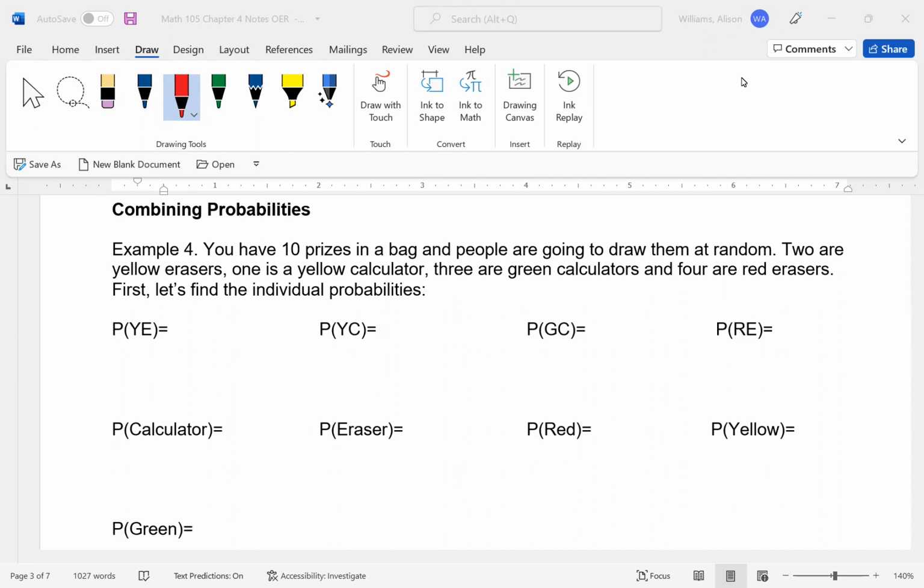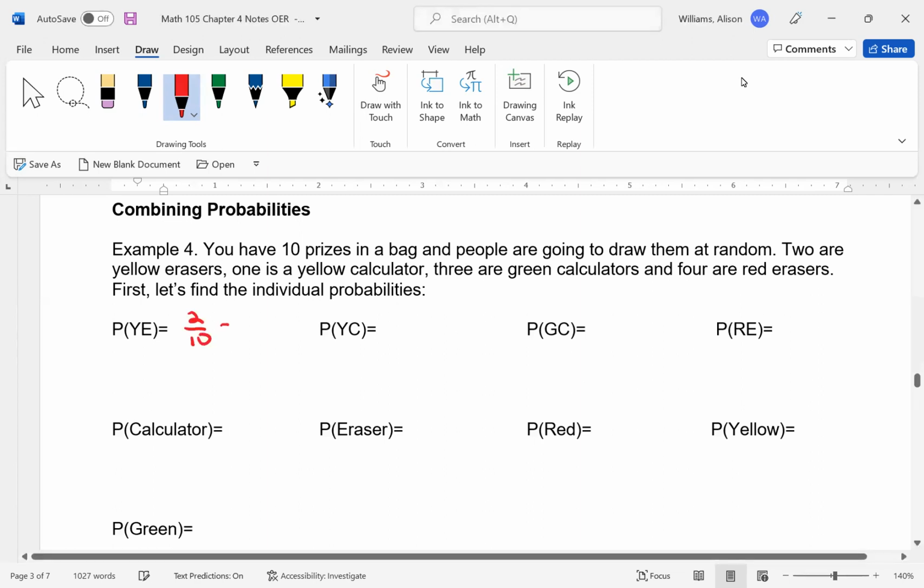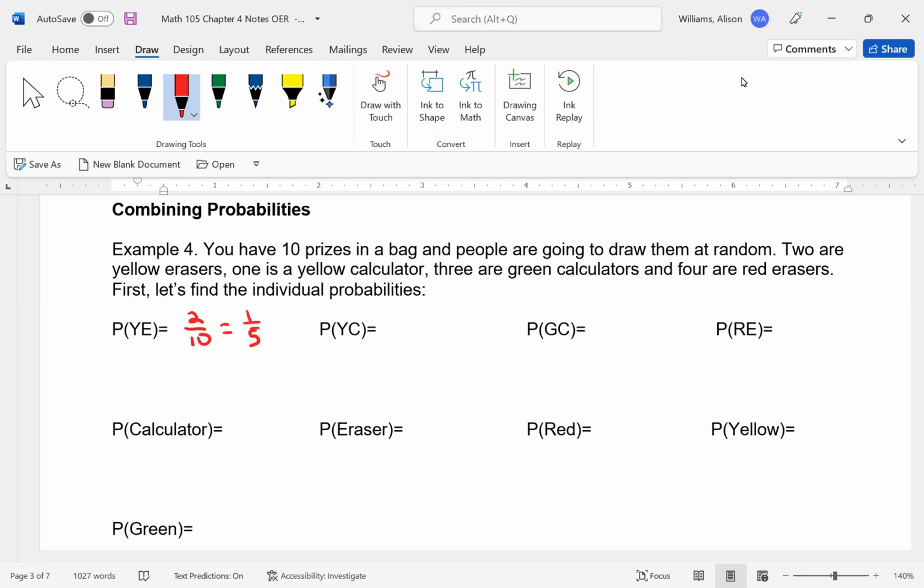Here's what's in the bag: 2 yellow erasers, 3 green calculators, 1 yellow calculator, and 4 red erasers. So for YE, that's referring to yellow erasers, and that means there would be 2 out of 10, which we could reduce by 2 to get 1/5. Then yellow calculators, there's only 1 out of 10. Green calculator has 3 out of 10. And then a red eraser, there's 4 out of 10, which reduces.